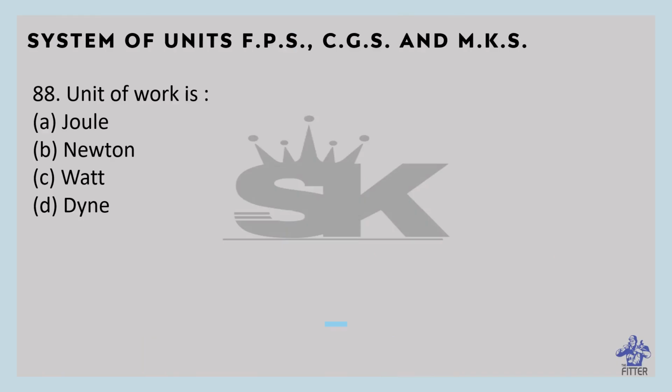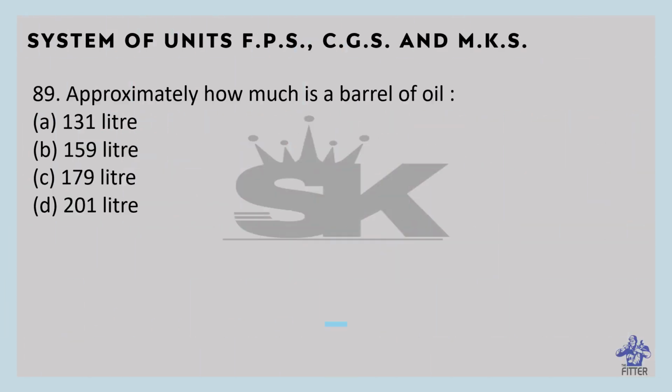Unit of work is, that is joule. Okay. Joule or Newton meter, in bracket. Joule or Newton meter. Okay. Approximately how much is a barrel of oil? That is 159 liters. Okay.